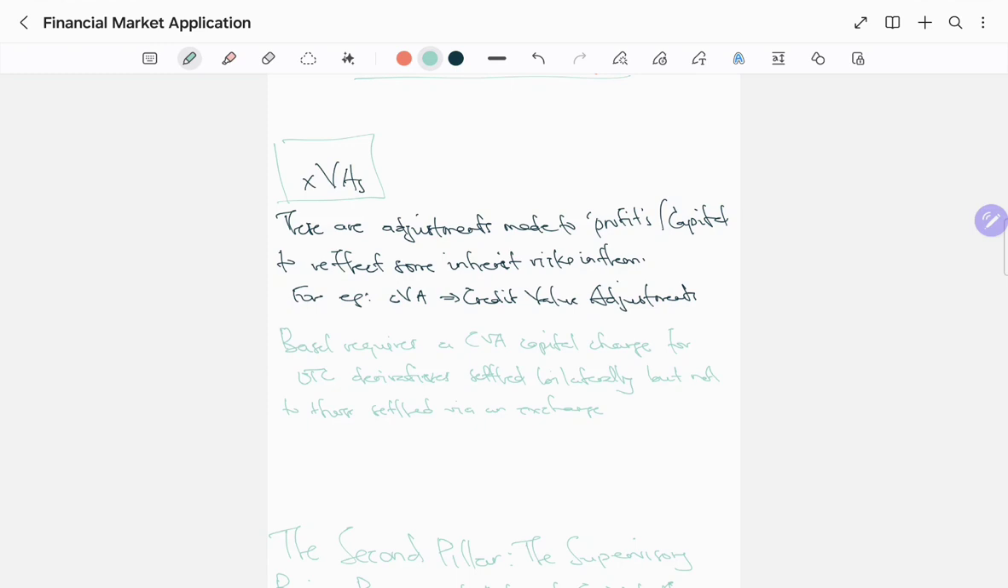So what some banks do is, in addition to this mark to market, they find something we call the credit value adjustment, right? And Basel requires this CVA charge for OTC derivatives. So if you are trading OTC derivatives that are settled bilaterally, you need the CVA. But for those that are settled via an exchange, you wouldn't need the CVA, right? So that will be the conclusion for the first pillar under the Basel framework.